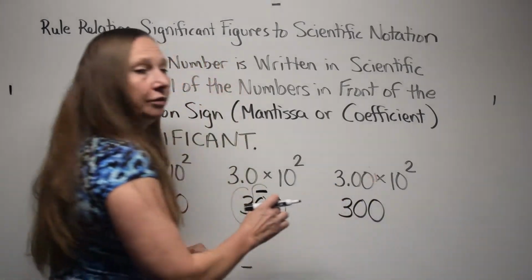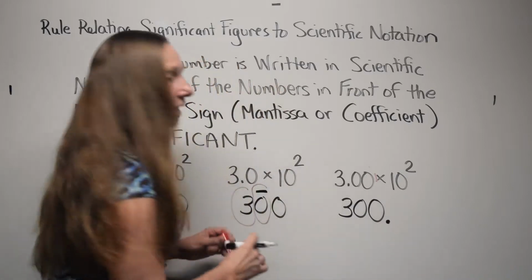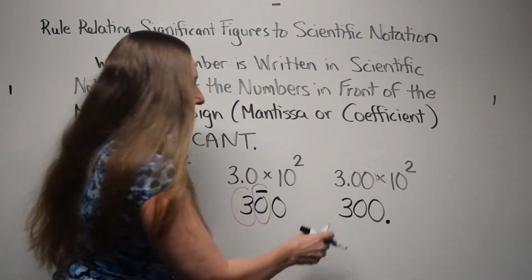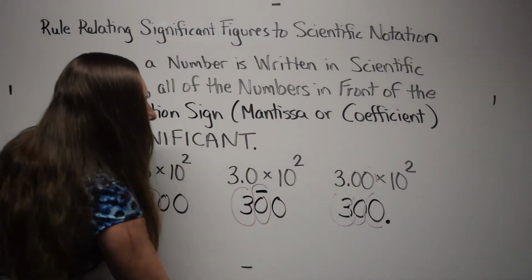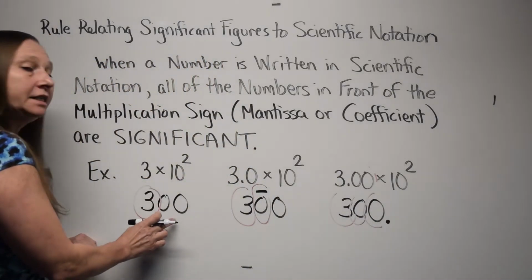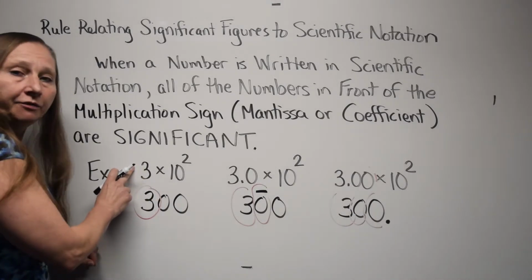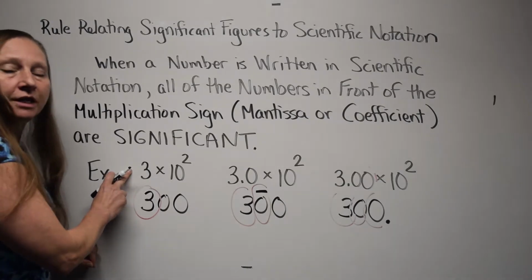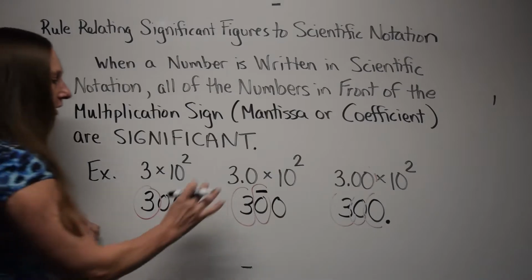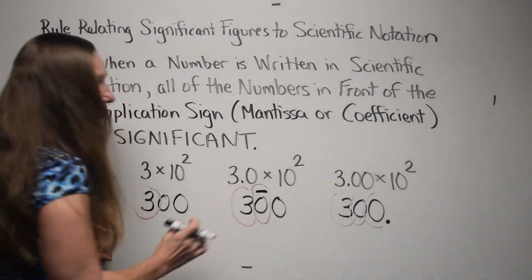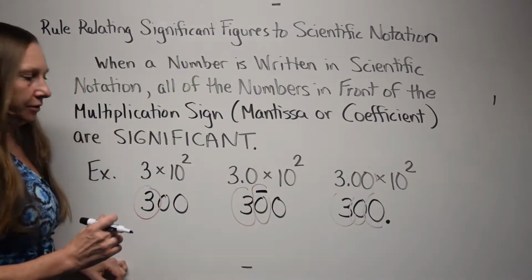Here, the number 300 has three significant figures. So if you put a decimal there, that means that all of these are significant. 1, 2, 3. So in other words, you have to write the decimal number correctly to match the number of significant figures that the scientific notation is indicating. One significant figure. Two significant figures. Three significant figures.